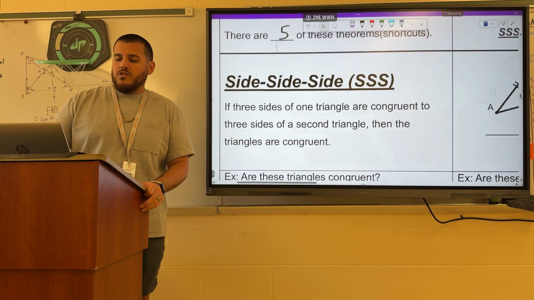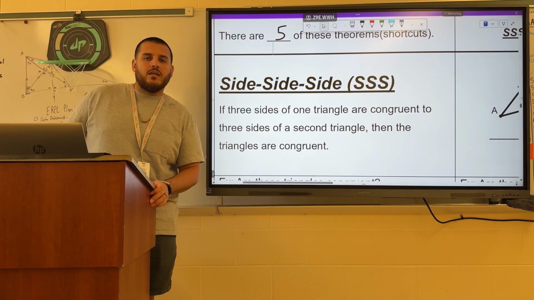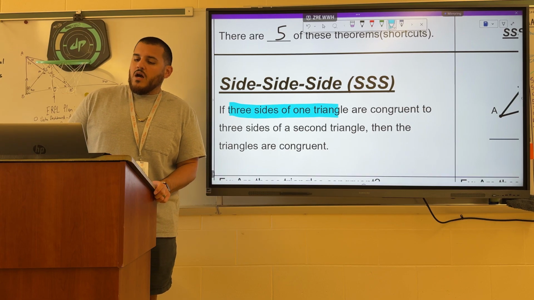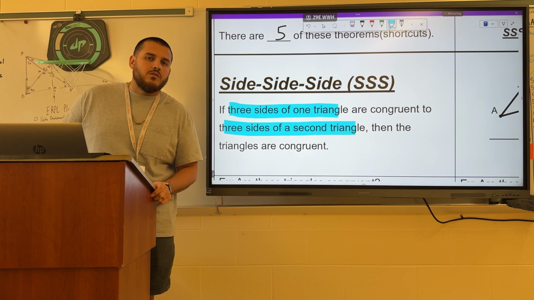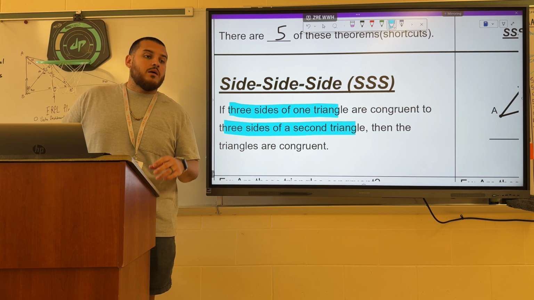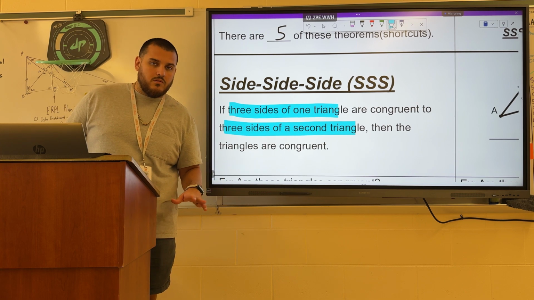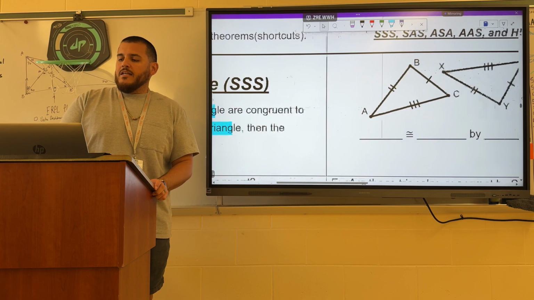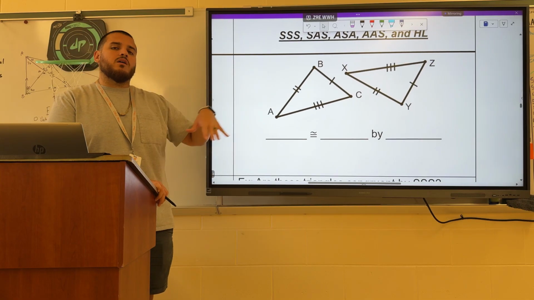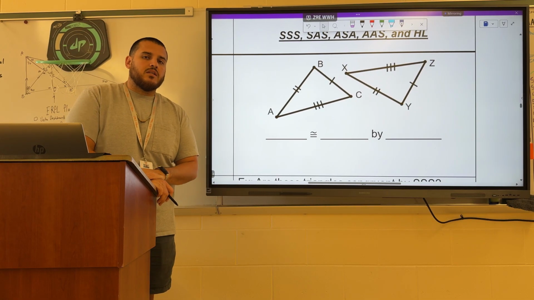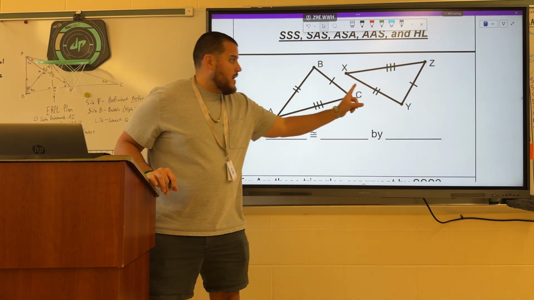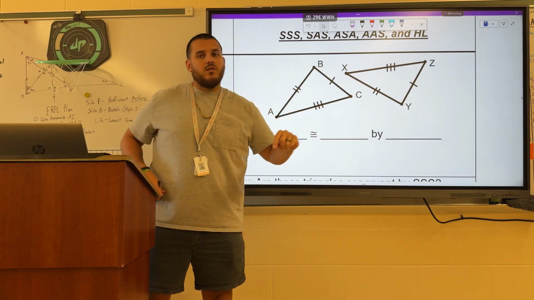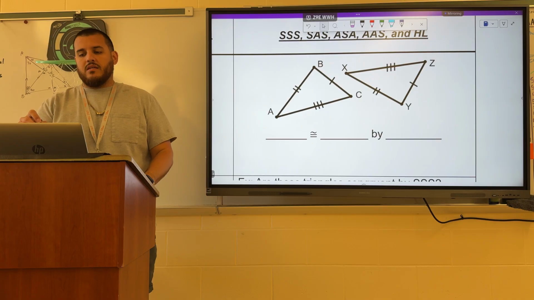Our first shortcut is the side-side-side congruency theorem. So if all 3 sides from one triangle are congruent to all 3 sides of a second triangle, then those triangles must be congruent. So that means we don't need to know any information about the angles. If the sides are congruent, the angles must be congruent as well. So that means if we see triangles with these markings, it's enough to prove that they're congruent by side, side, side, because we have 2 sides with 1 dash, we have a second pair of sides, we have a third pair of sides congruent to each other. They're congruent by side, side, side.